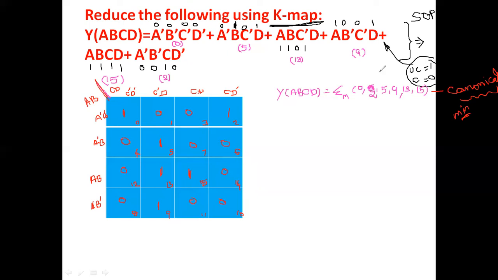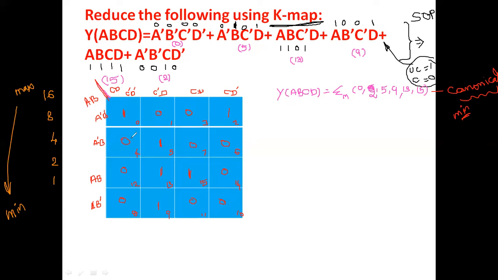What is the next step? Next step is grouping. So listen carefully. You know that the grouping should be checked from maximum to minimum. That means all 16 cells, and then 8 cells, and then 4 cells, and then 2 cells, and then only one cell is 1 or not.